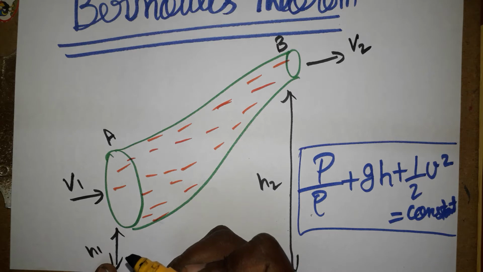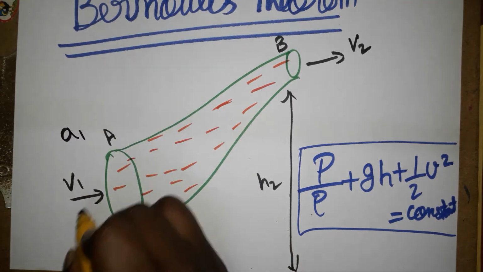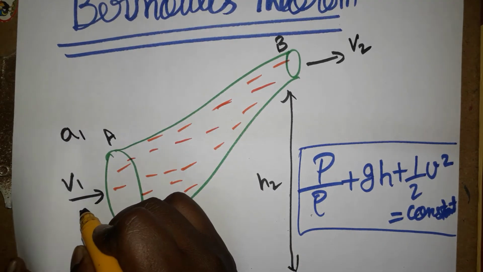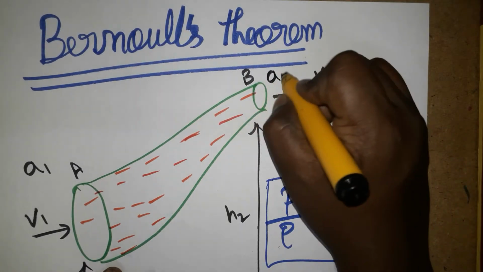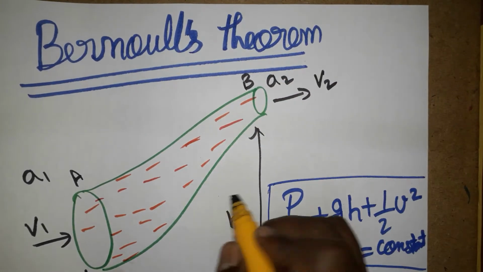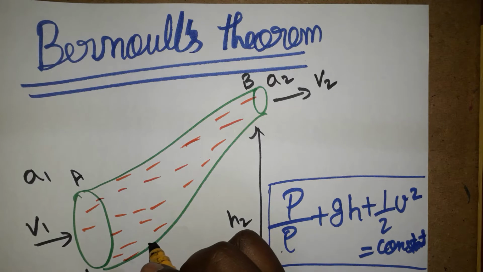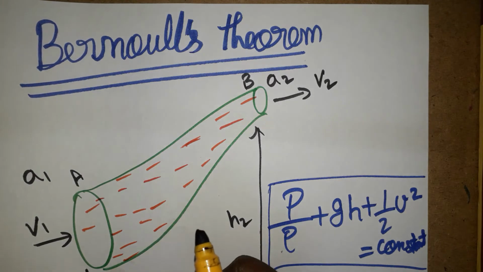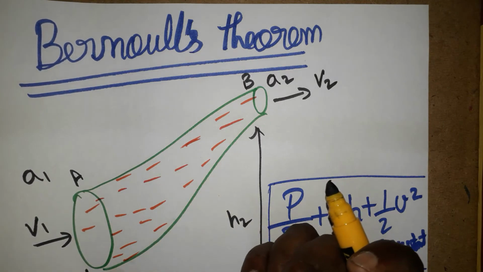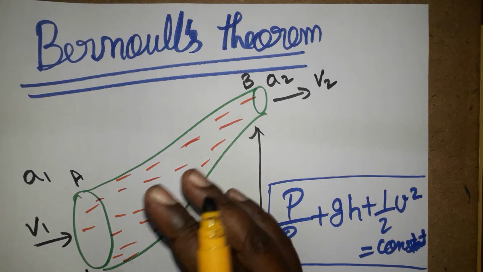That means, at the big area, area 1, there is a small velocity, V1 velocity, and at the small area, area 2, there is V2 velocity. V2 velocity will be greater. I can give one example: when you are closing the tap, the velocity increases. So this is called the equation of continuity.